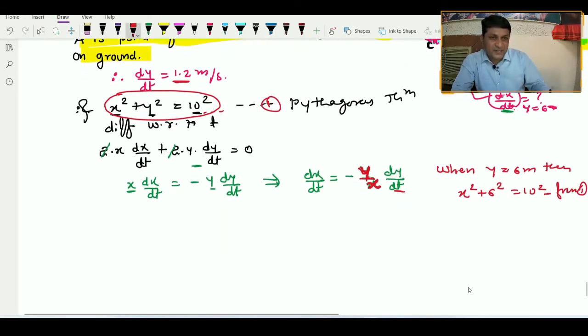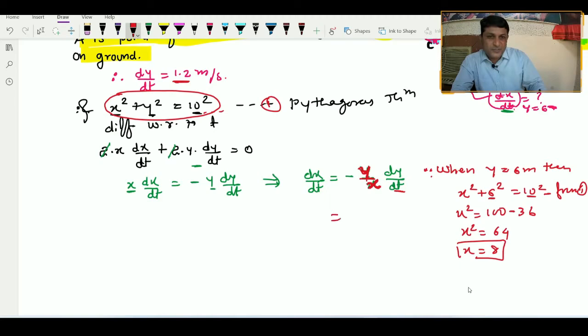Then we will get this result from equation number first. Let us simplify it. So x square is equal to 100 minus 36, since the square of 6 is 36 and it goes to the other side as minus 36. So x square will be equal to 64, which implies that x is equal to 8. Now I am substituting this value.